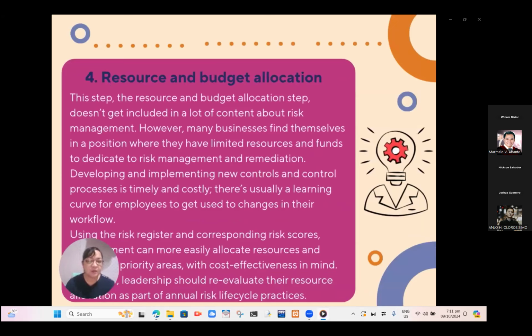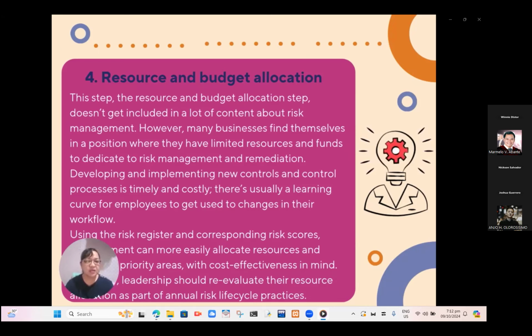Number 4 is resource and budget allocation. This step, the resource and budget allocation step, doesn't get included in a lot of content about risk management. However, many businesses find themselves in a position where they have limited resources and funds to dedicate to risk management and remediation. Developing and implementing new controls and control processes is time-consuming and costly. There's usually a learning curve for employees to get used to changes in their workflow.